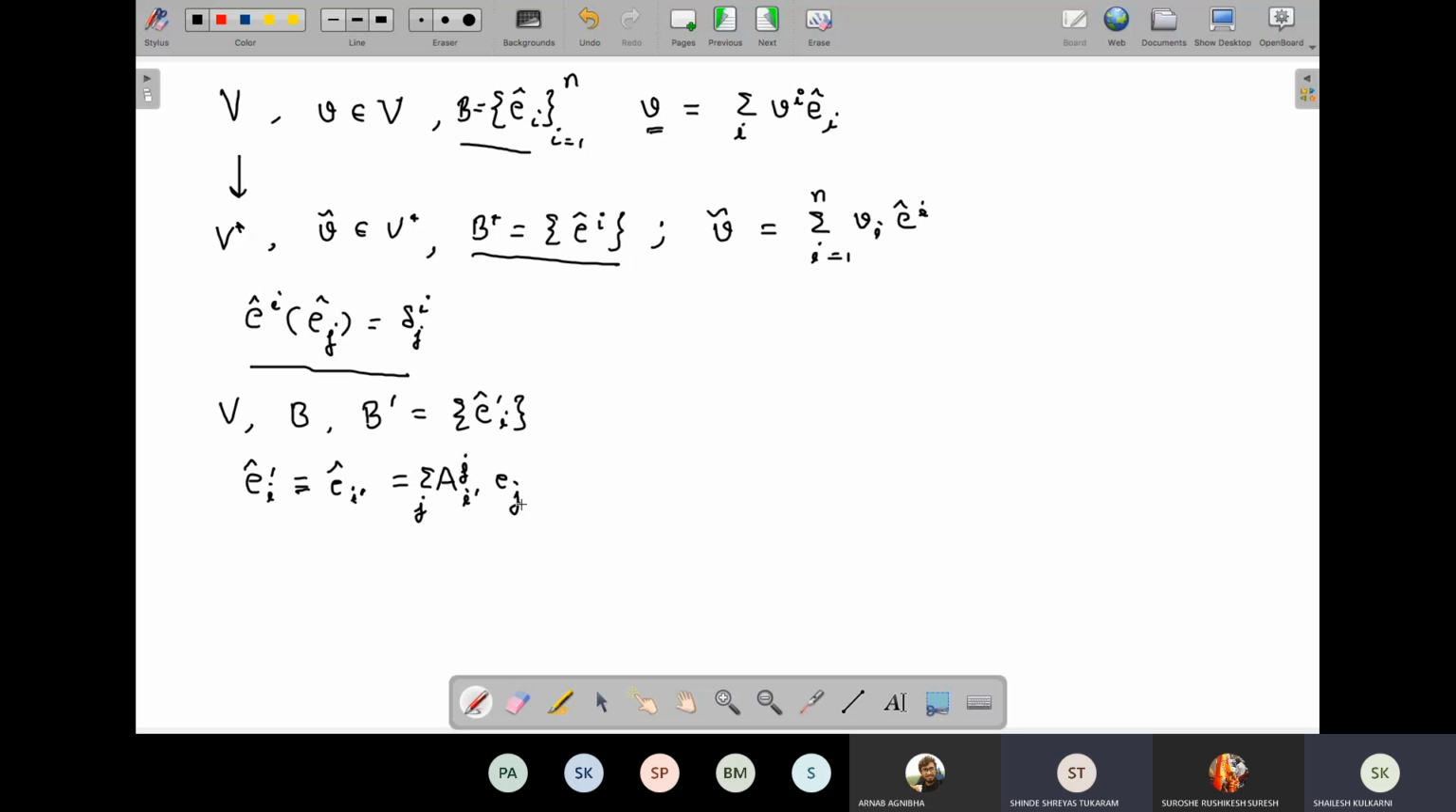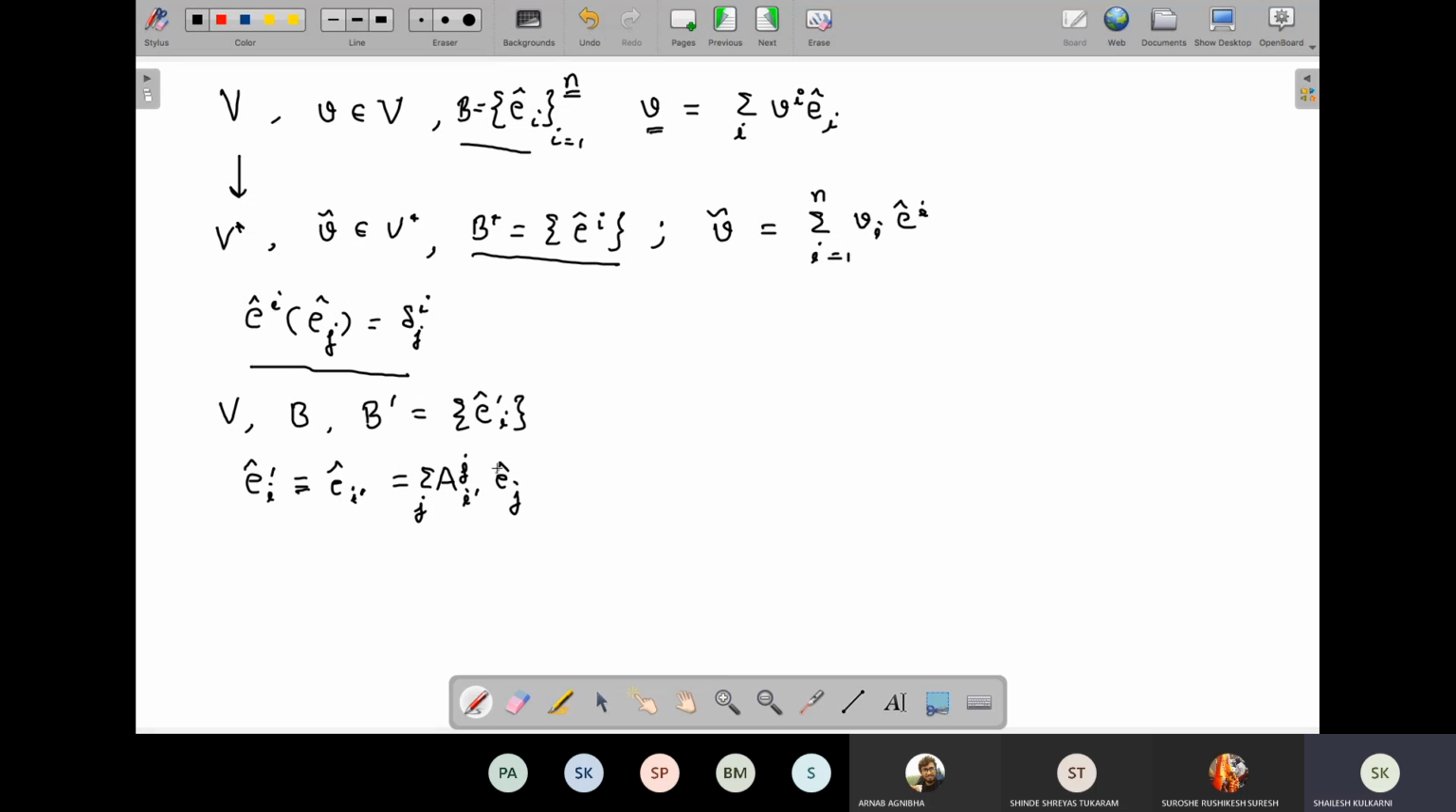Sir, you said that the question is infinite, means j is infinite, right? No, no, no. Why would j be infinite? It is a finite number. It's a finite dimensional space. Yes. So summation over j a_i prime j e_j. Okay.